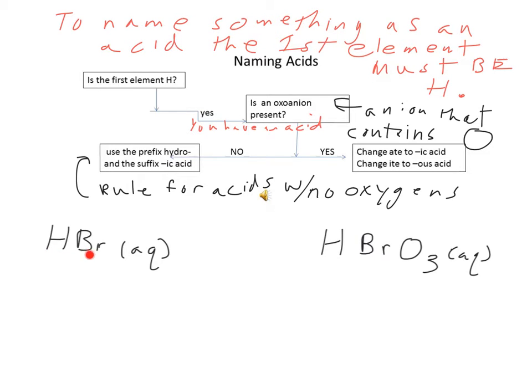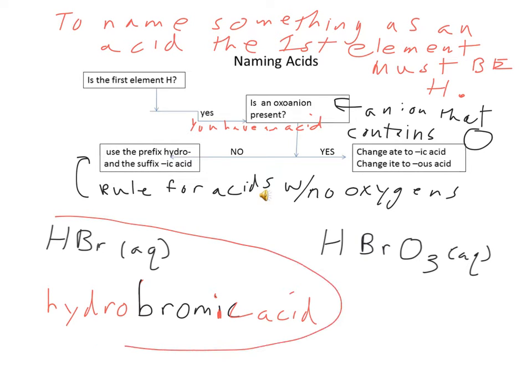So here I have hydrogen and I have bromine. So what I'm going to do is use the prefix hydro, the root bromo, but instead of putting IDE there, I'm going to put ic acid. So this would be hydrobromic acid. All right, so that's how you name acids that don't contain oxygen.